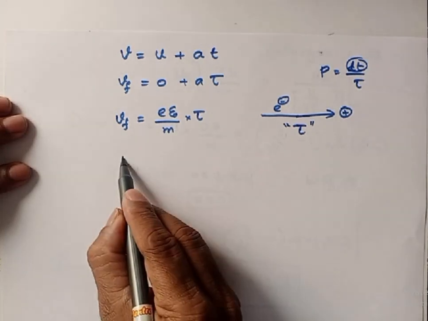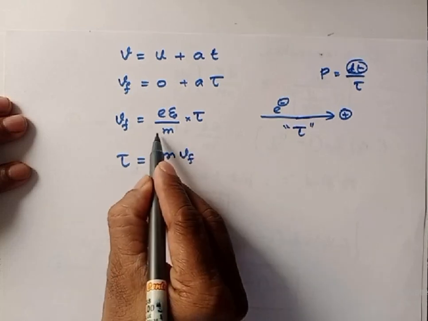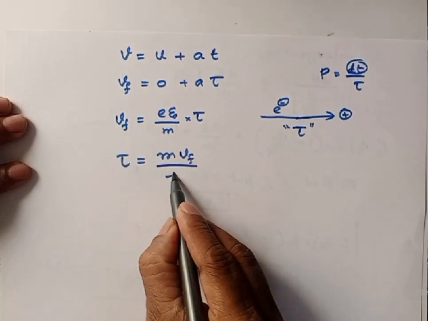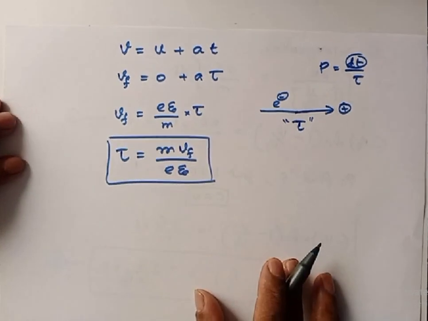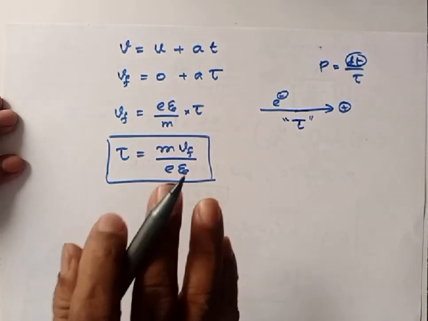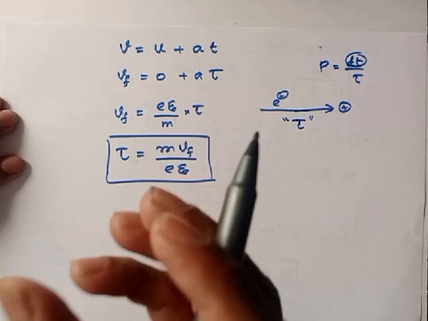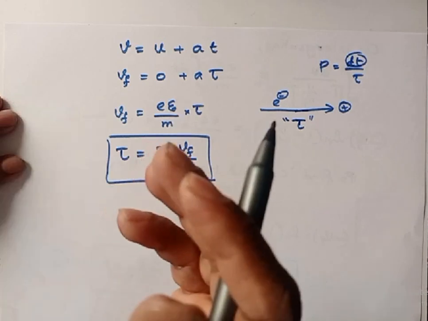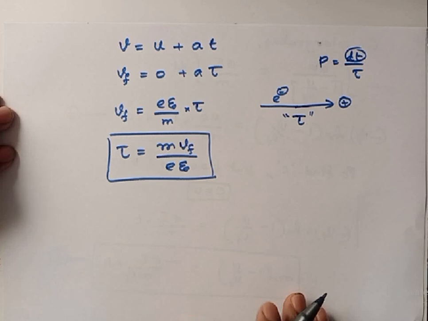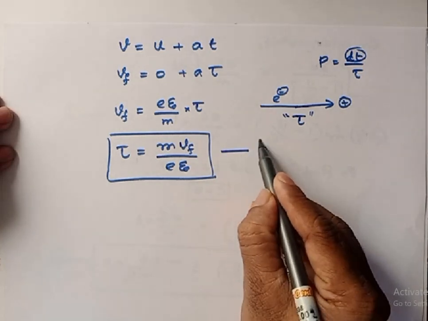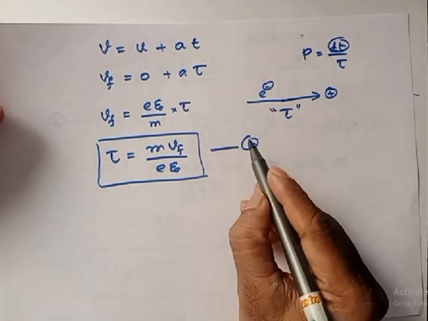Clear? Or we can write tau is equal to m into Vf, bring m here, m into Vf by E into epsilon. This is the expression for tau. Tau is nothing but relaxation time of the electron, or we can say mean time interval for an electron to undergo successive collision. Clear? I'll take this as equation number 6. We had equation 4, equation number 5.